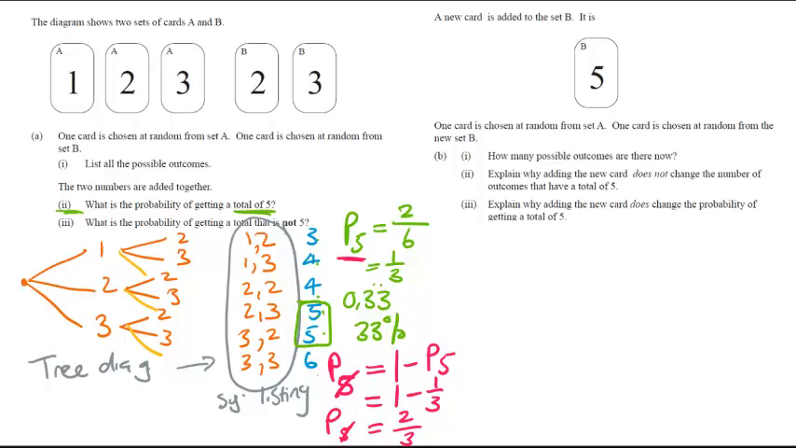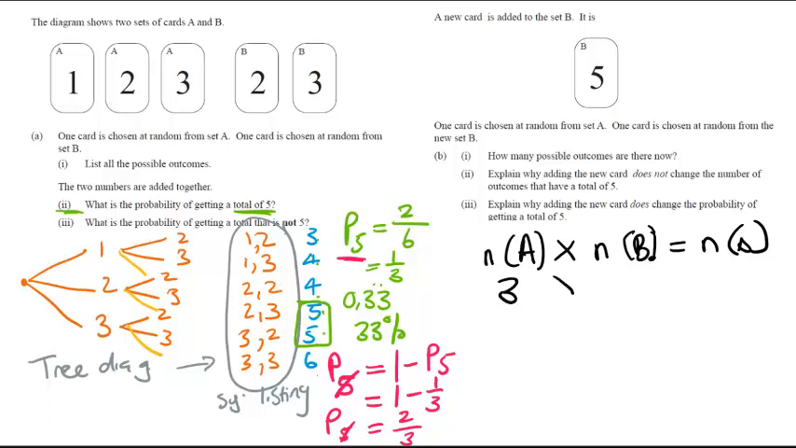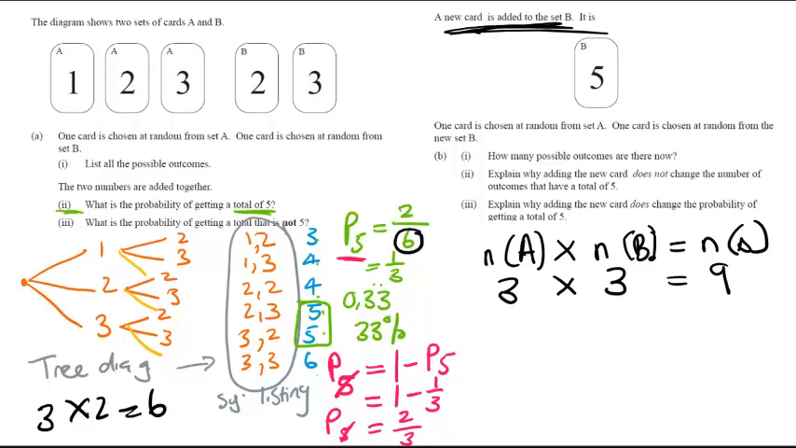But if I wanted to do this arithmetically, just using calculations, I would say the number of options in A, multiplied by the number of options in B, will give me the total number of options in the sample size. So there are 3 options in A, and there are 3 options in B because we have now added a new card, meaning there should be 9 total. Notice over here when we had 3 times 2, we had 6 total, and that was our denominator there. So to answer question number B1, I'm saying that there are 6 possible outcomes.